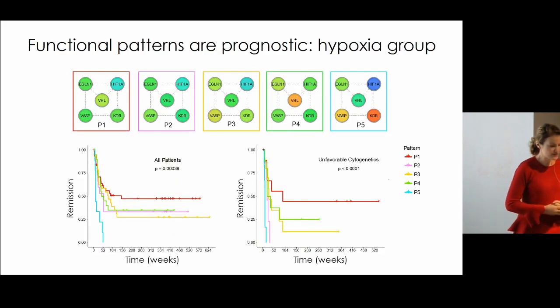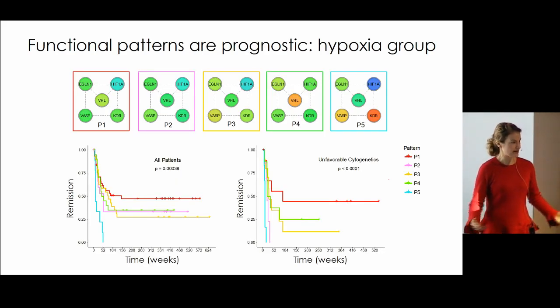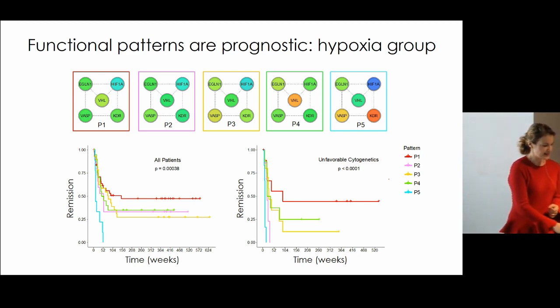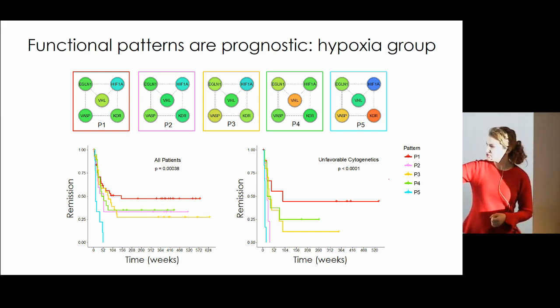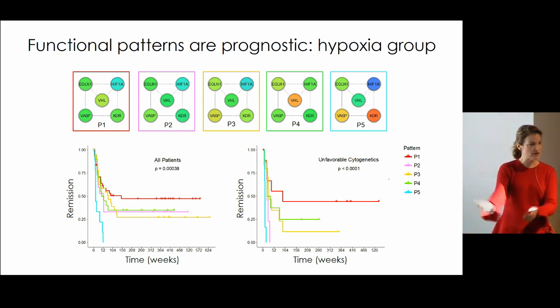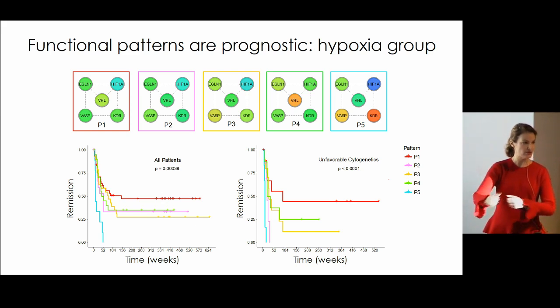You can do this also for the pathway of interest that I first started with looking at, and that is how cells respond to low oxygen or hypoxia. And here, again, it's similar. These are 2 curves which look at remission, so the amount of time a patient is in remission and hasn't relapsed in leukemia.